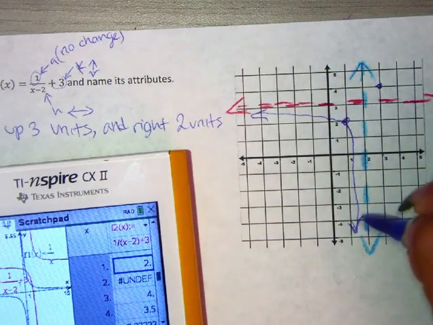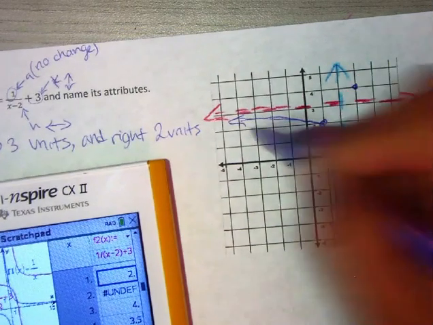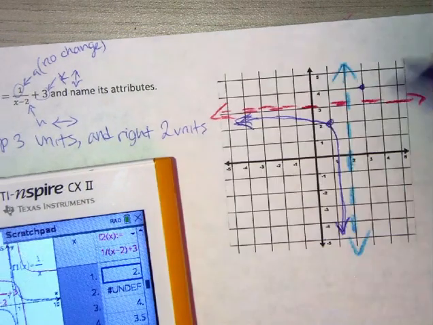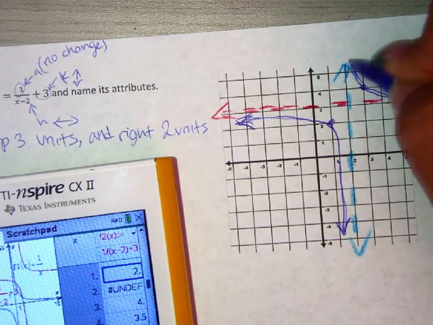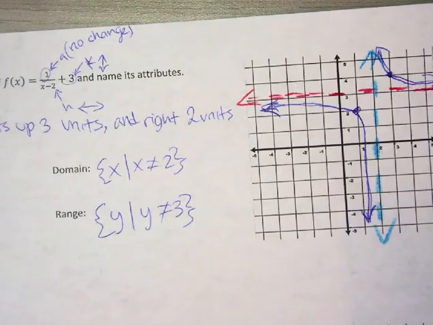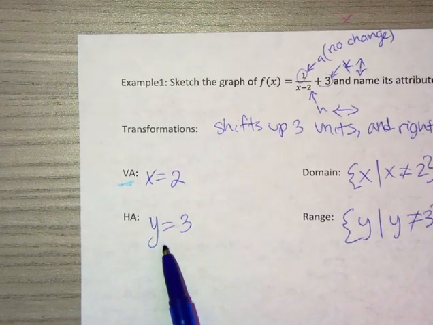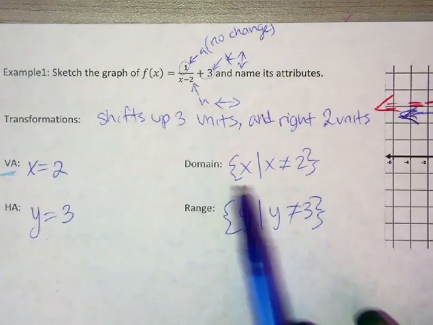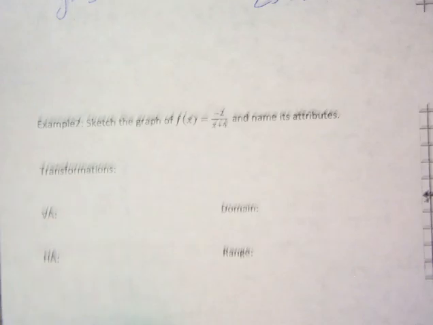So the important part here is the asymptotes, not so much the graph at this point. Just where are the asymptotes? Where do they move? So this is the example completed. You described it, you identified the vertical and horizontal asymptote, and you identified the domain and range for the graph. Try the next example, pause the video, and then press play whenever you're ready to check it.